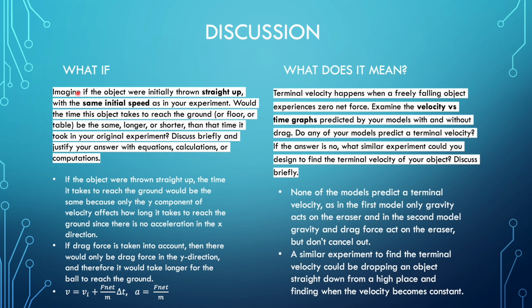So for a discussion, we have our what-ifs. If the object were thrown straight up, you'd only be taking the y direction into account. That means if you had drag force, the drag force would only be going downward, opposing the motion, so it'd be greater than the components in the x and y directions. But if there's no drag force, then it takes the same amount of time to reach the ground. With terminal velocity, there's nothing here that shows terminal velocity, but if you wanted to make an experiment that did, you could drop an object from a high place and record that, and then find when the velocity becomes constant, because that will be when you have terminal velocity.